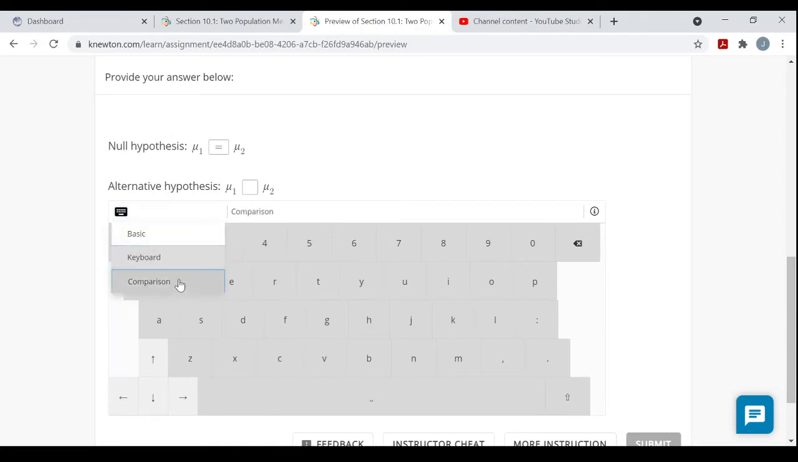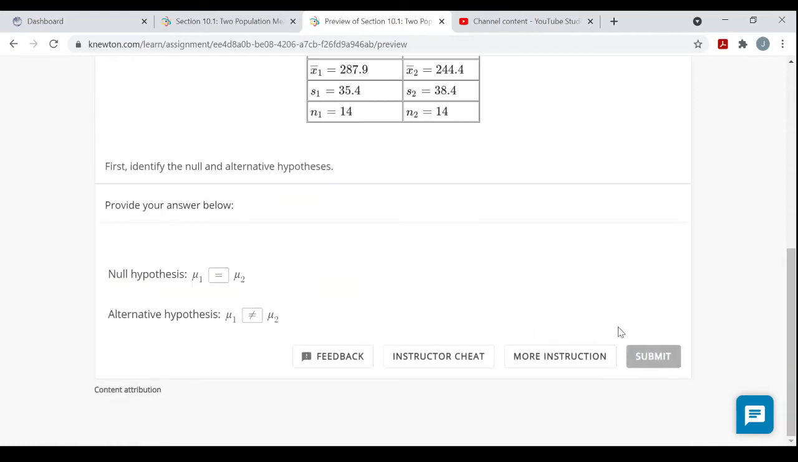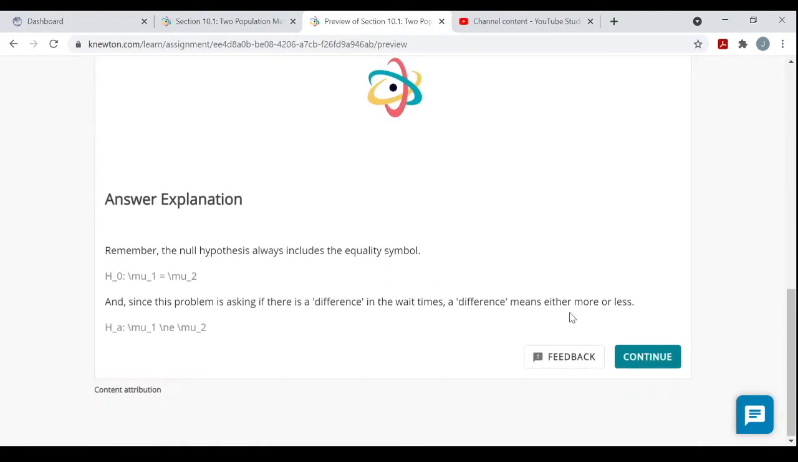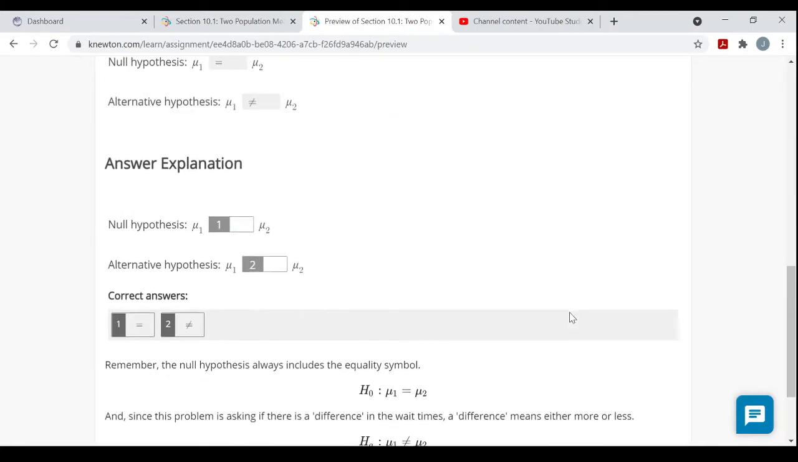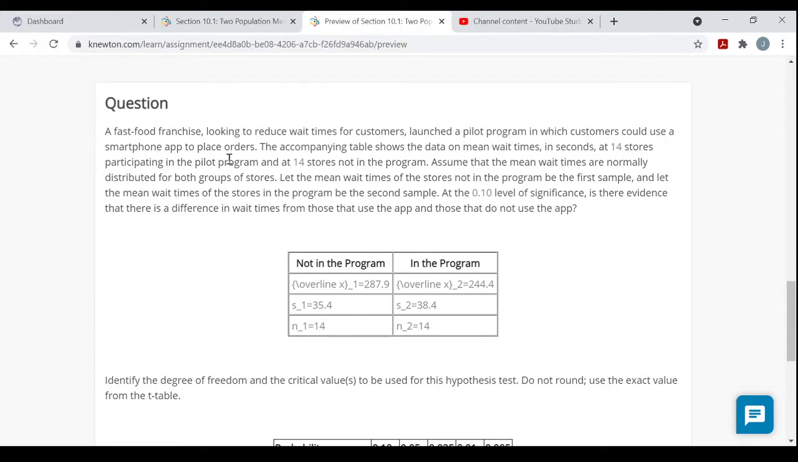Keyboard comparison. Here we go. Not equal. Great. Submit. Wonderful. All right, then they'll keep us going through, step by step, the steps of a hypothesis test. Right, so I'll hit continue, and it gives you the same question.